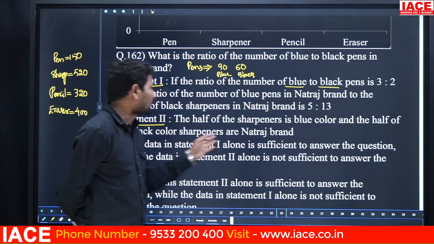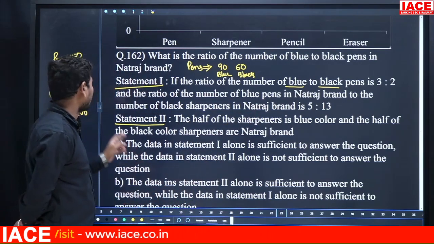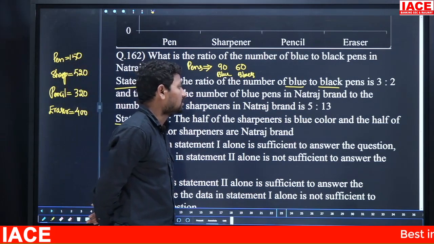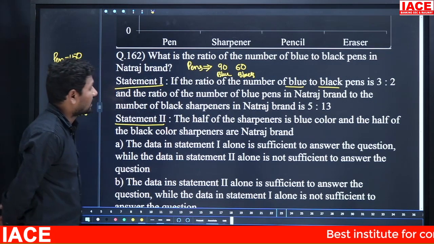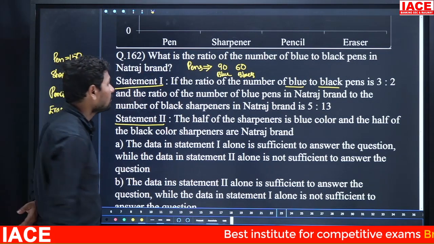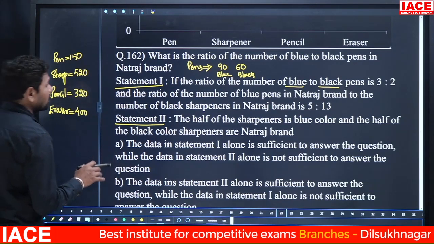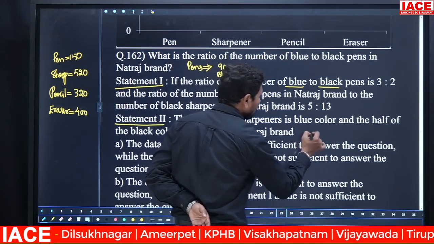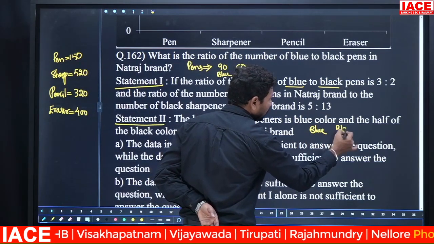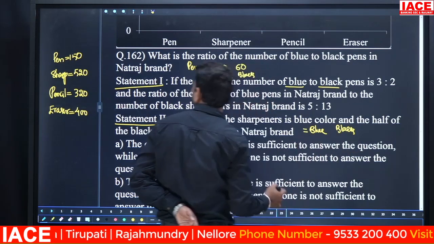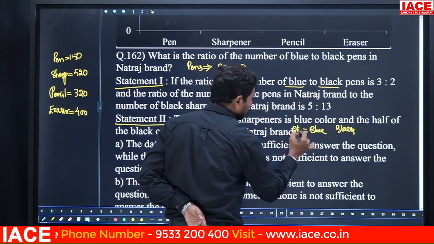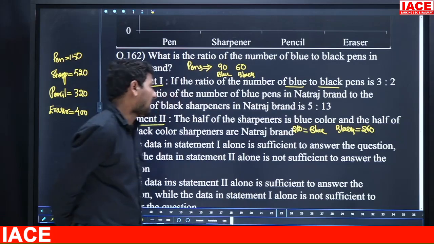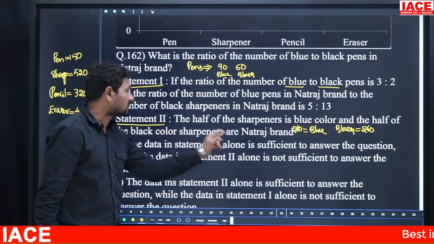Second statement. The half of the sharpeners is blue color and the half of the black color sharpeners are Nataraj brand. Then here you can observe the sharpeners. How many sharpeners are there? 520 sharpeners. Out of 520 sharpeners, there are blue and black. In blue, how many sharpeners are there? 260. And in black, 260.